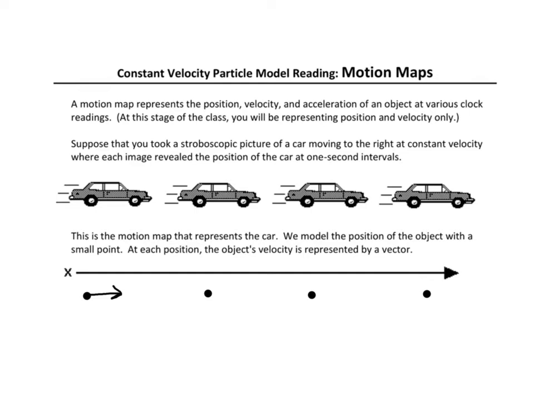Elapsed time. And so because the car is moving at a constant velocity, again, I'm going to draw similarly sized vectors, each to the right, for this car. Notice that there's space between my dots and my vectors, and that is essentially just an aesthetic tool that I use to make my motion map understandable.